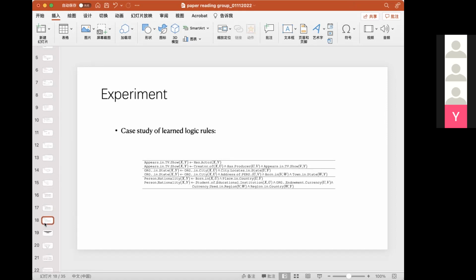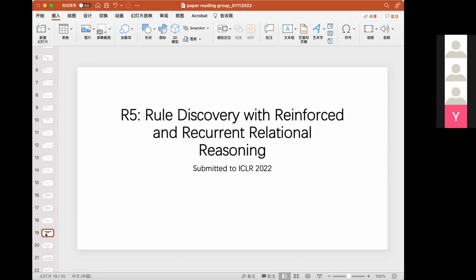The authors also present some example rules learned by RNNLogic, as shown here, and most of them are very reasonable. Next we will present another paper, R5: Rule Discovery with Reinforced and Recurrent Relational Reasoning. This paper was submitted to ICLR 2022.